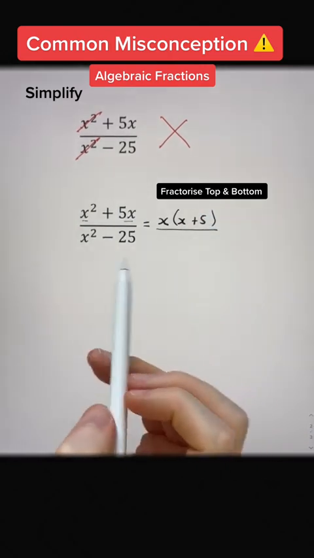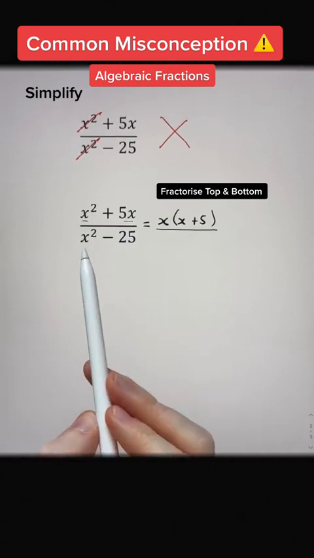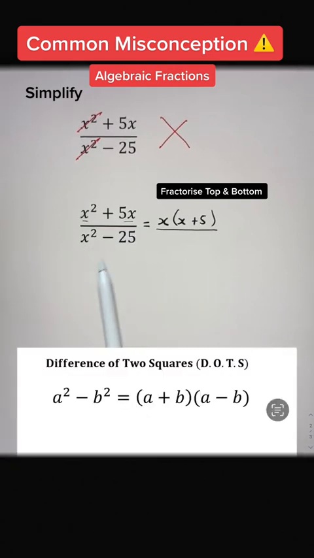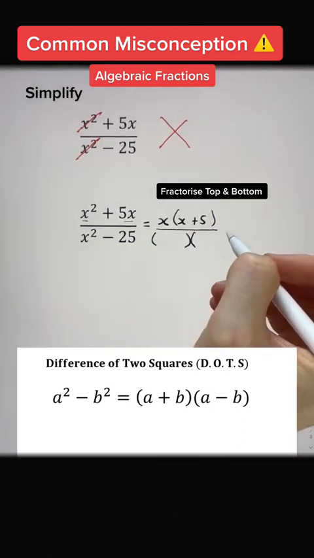On the bottom, again, we've got two terms. We normally try single brackets, but in this case, it's a special case. It's actually what we call a difference of two squares. As we have a squared term, must be subtract, and we've got another squared term, as 25 is a square number, which is 5 squared. Hence, it's the difference of two squares, which will factorise into what we call double brackets.